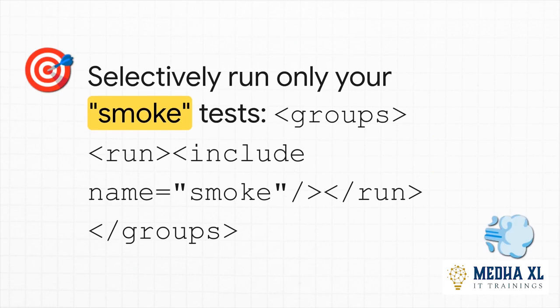So what if you have 500 tests, but you just want to run the 10 most critical ones for a quick sanity check? That's where groups come in. You just tag those critical tests with a smoke group in your code. Then, in your XML file, you tell it to only run the smoke group. This is so powerful for getting fast feedback without waiting for a full regression run.